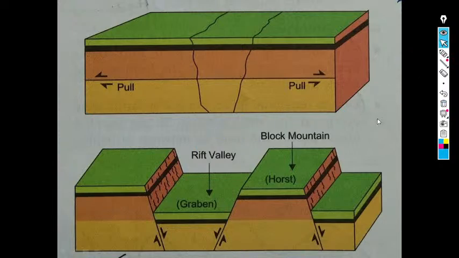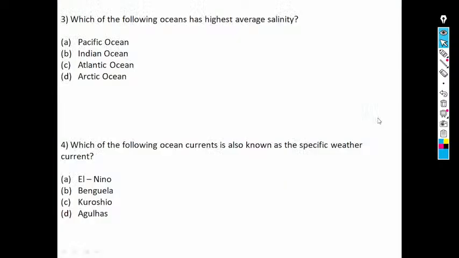Next, which of the following oceans has the highest average salinity? Pacific, Indian, Atlantic, and Arctic. Salinity means the salt content is much higher. The answer is your Atlantic. Okay, we'll discuss this one.